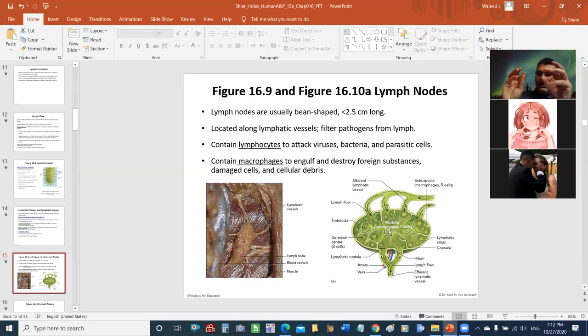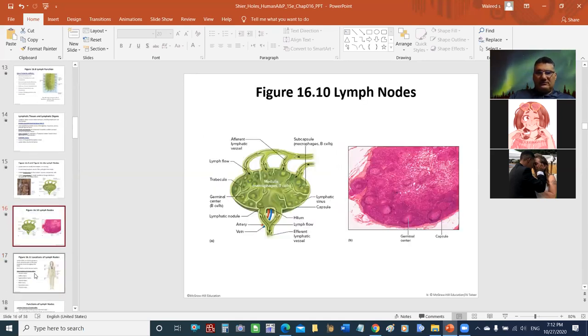No, they are not. Lymphocytes attack pathogens: viruses, bacteria, parasites. While the macrophages are not attacking pathogens. They can, but not in the lymph nodes. In the lymph node, it's just eating anything else that's not the pathogen itself, like debris, dead cells, foreign substances, anything that's not supposed to be there, it will eat it. And then it will leave through the other side.